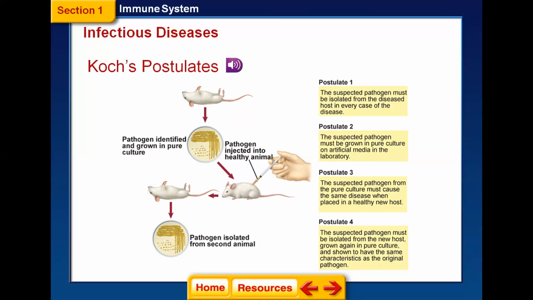Here it talks about a virus. They noticed a mouse died out of a viral infection. And in order to be sure of this, they did something else. Step 2, the suspected pathogen, they thought it's the pathogen causing the disease, like a virus, let's say, must be grown in pure culture on artificial media in the laboratory. 3, the suspected pathogen from the pure culture must cause the same disease when placed in a healthy new host.